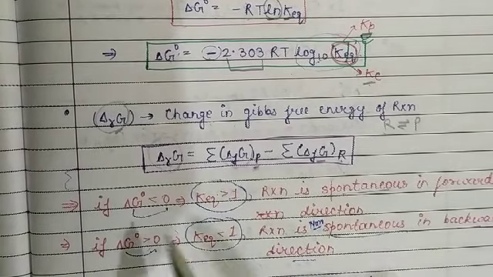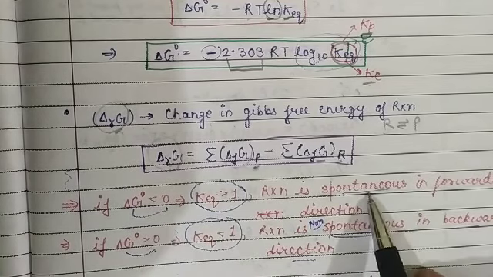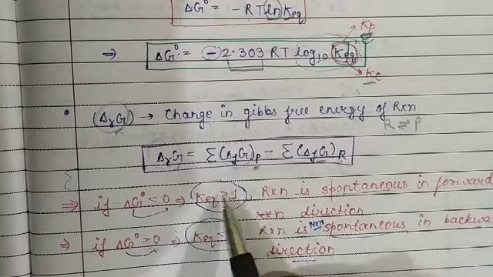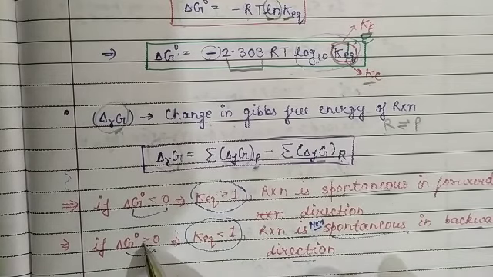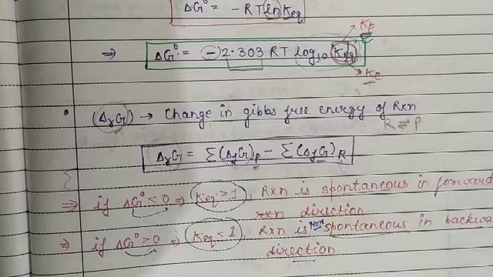And we know delta G naught less than 0 means the reaction is spontaneous. K more than 1 means forward direction. K less than 1 means backward direction. Delta G naught more than 0 means non-spontaneous.